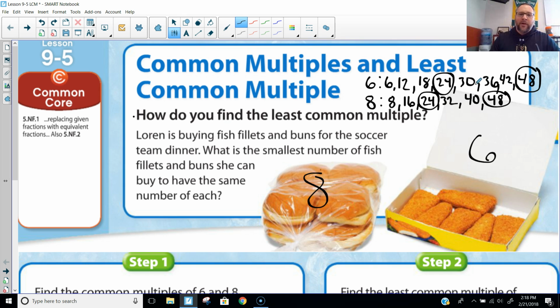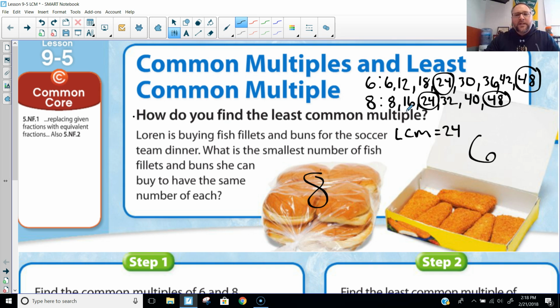Now the least common multiple is the least number that is common. So 48 is a common multiple, 24 is a common multiple, but 24 is the least common multiple, or we also say LCM, because it's the smallest number, the number of the least value in both the list of multiples for 6 and for 8.